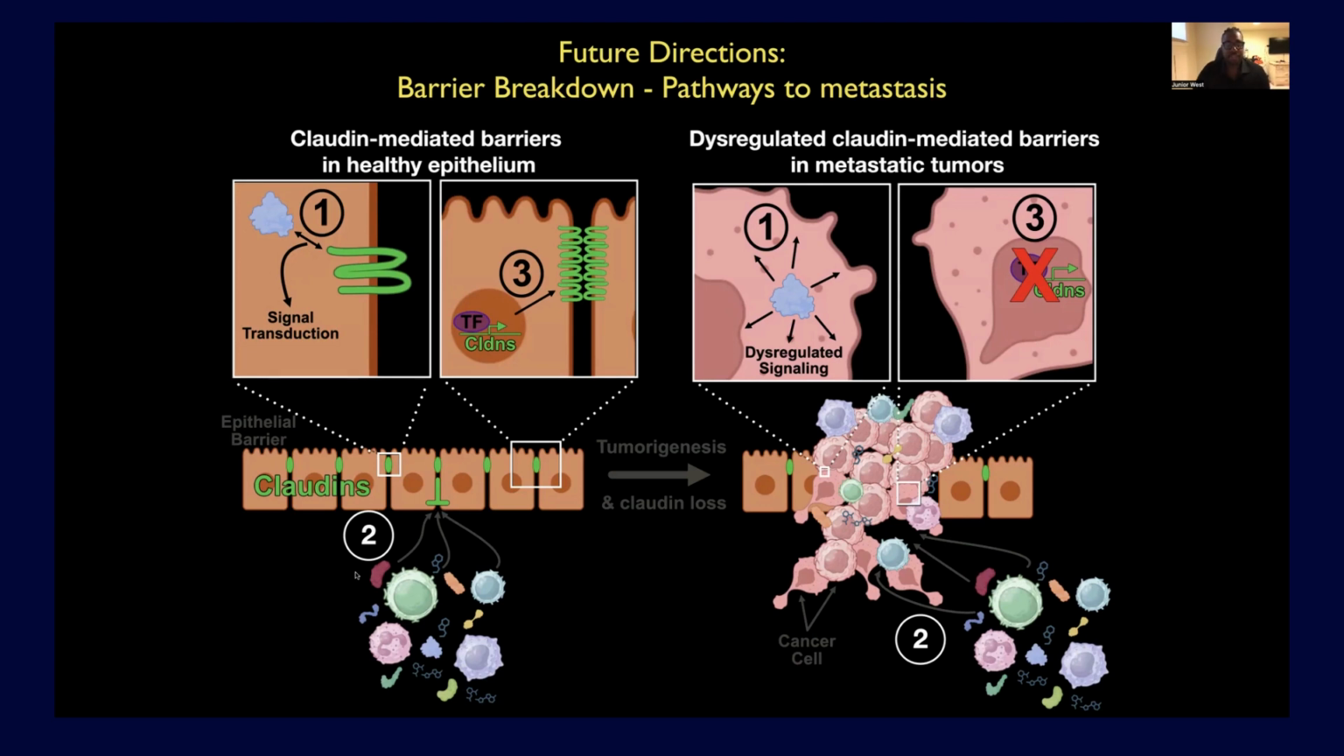Second, we want to be able to look at how claudin proteins actually regulate paracellular transport of cells and different signaling molecules into primary tumors, and how that affects tumor progression and metastasis. And third, we want to establish, define, characterize, and identify transcriptional networks that control claudin expression that ultimately become disrupted during cancer progression and metastasis.